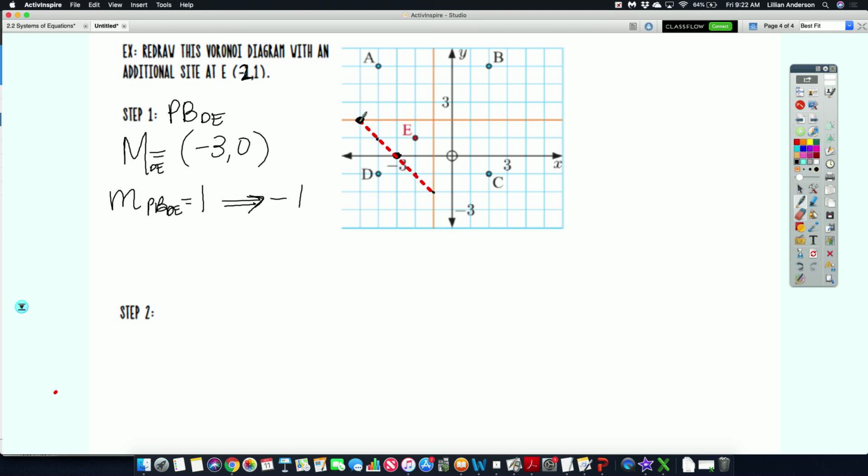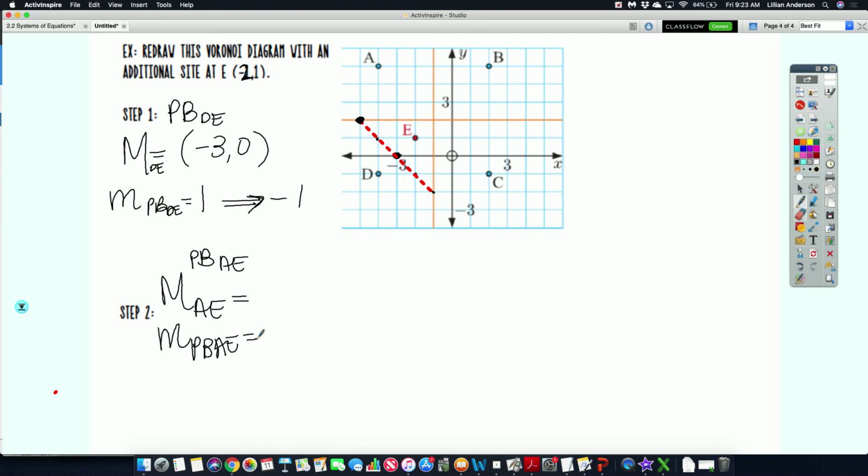Now, step 2 says to do what? So I need to construct another perpendicular bisector. What are going to be the 2 points I'm going to construct a perpendicular bisector between? A and E. Very good. So step 2, I'm going to continue to use the space. I need the midpoint of AE, and I need the gradient of the perpendicular bisector for AE.